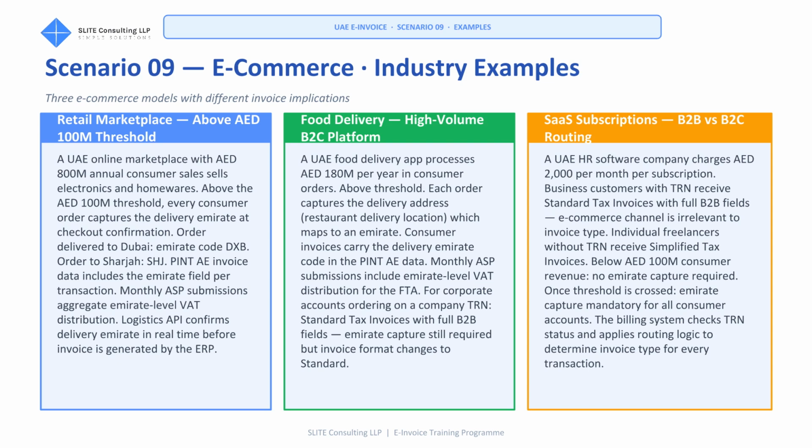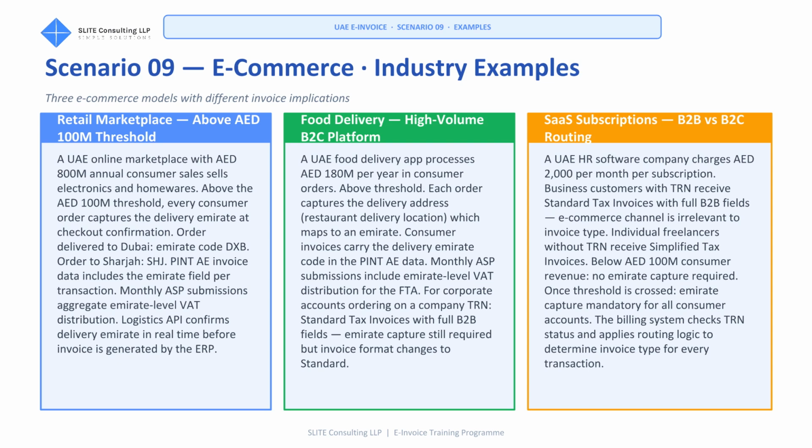Dubai is DXB, Sharjah is SHJ. The Pint AE invoice data includes the emirate field per transaction. Monthly ASP submissions aggregate emirate-level VAT distribution. Logistics API confirms the delivery emirate in real time before invoice generation.